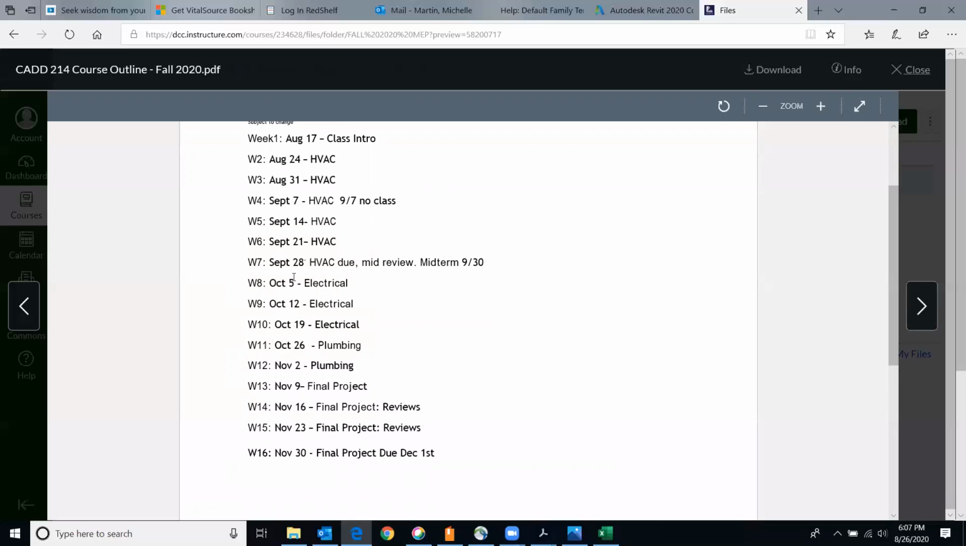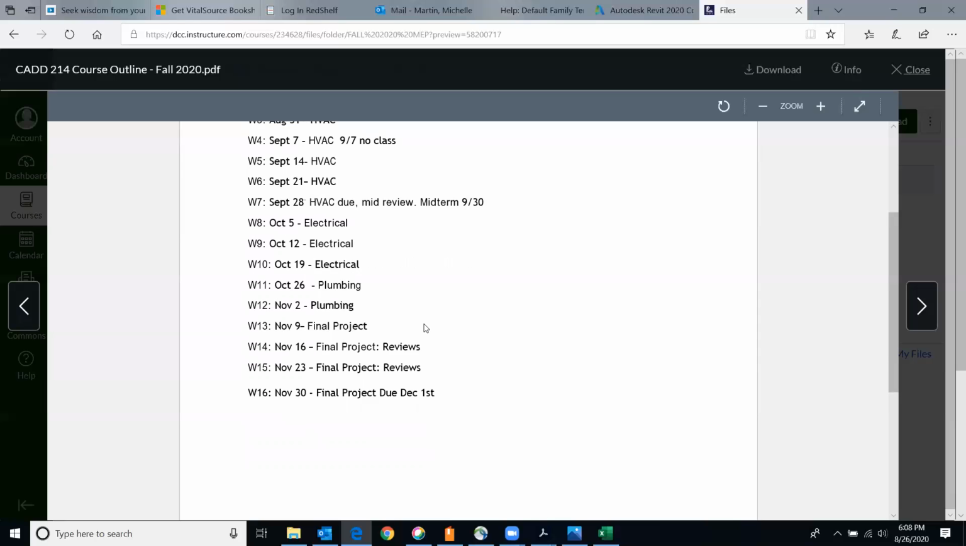After that, for the weeks of week 8, 9, and 10, we'll be covering electrical. And for the 26th and the 2nd, we'll be doing plumbing. Plumbing's very fast, and you'll catch on to that pretty quickly. So we only allow 2 weeks for that. The rest of the time, you will be working on your own on your final project.